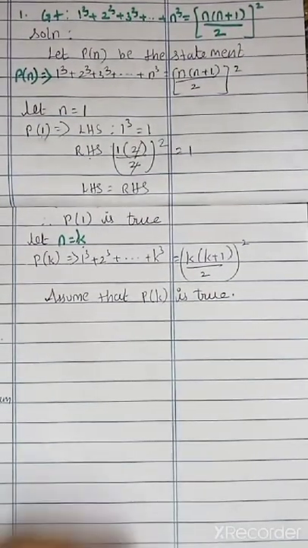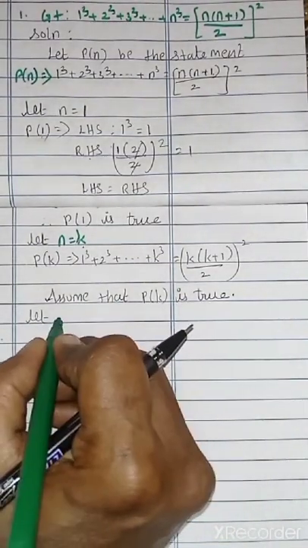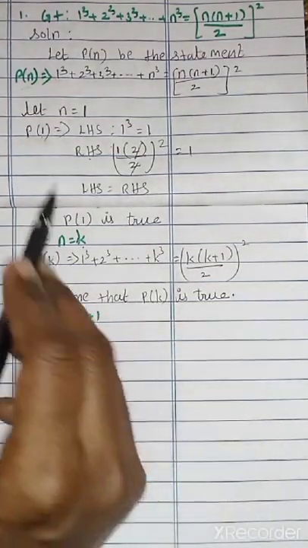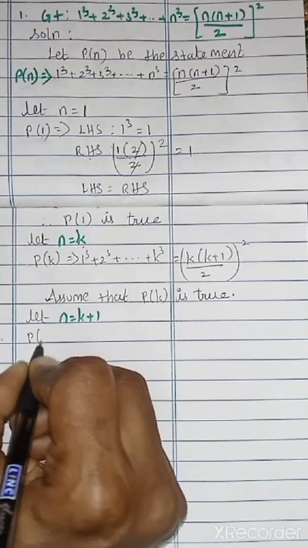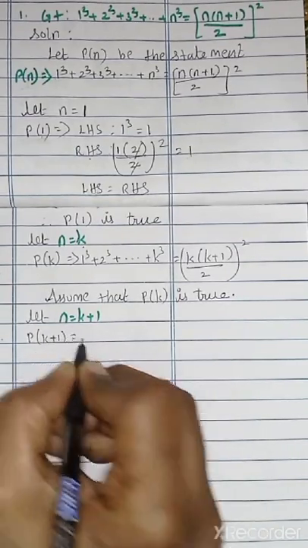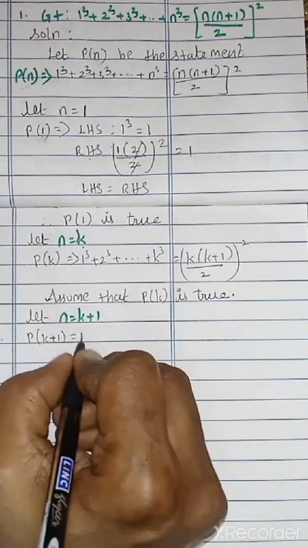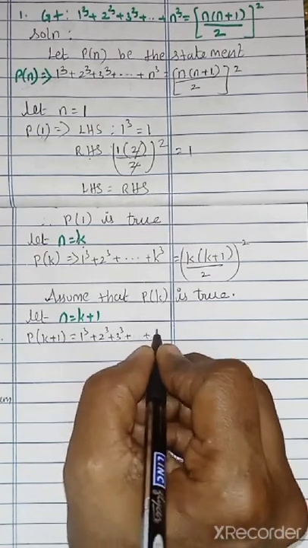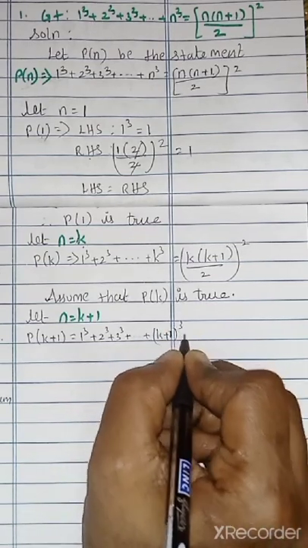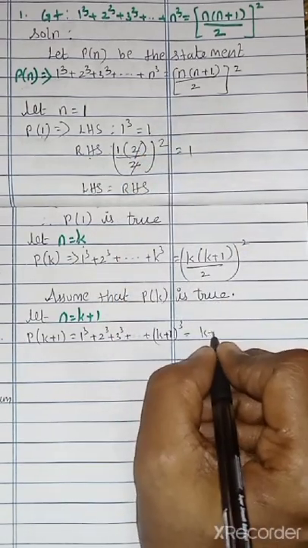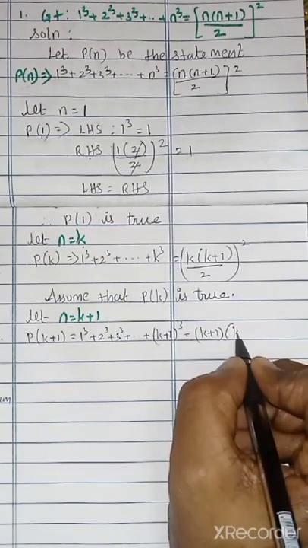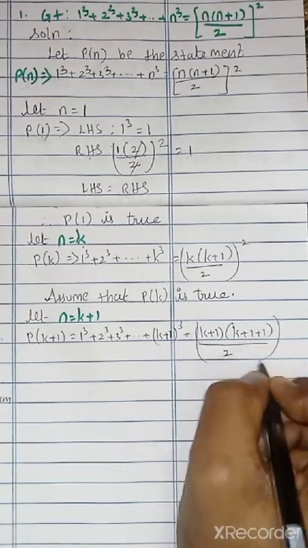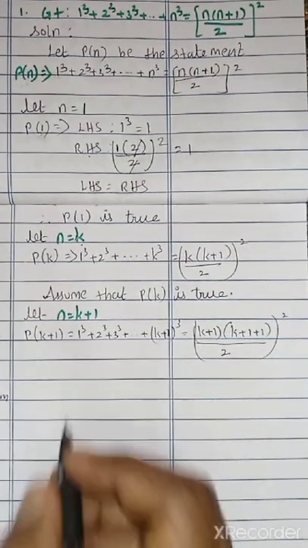Next, we are going to substitute what? Let n equal to k plus 1. So instead of n, what do we have to substitute? k plus 1. So this equation will become P of k plus 1 equal to 1 cube, 2 cube, 3 cube, etc., up to, instead of n, k plus 1, the whole cube, equal to, instead of n, k plus 1, already 1 is here, so plus 1 divided by 2, the whole square. Correct? Yes.